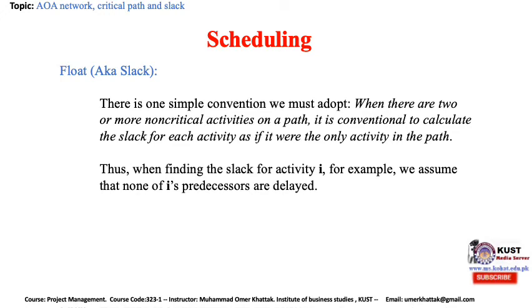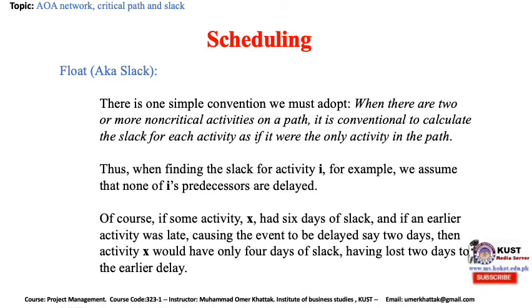Thus, when finding the slack for activity I, for example, we assume that none of I's predecessors are delayed. Of course, if some activity X had 6 days of slack, and if an early activity was late, causing the event to be delayed, say 2 days, then activity X would have only 4 days of slack, having lost 2 days to that earlier delay.